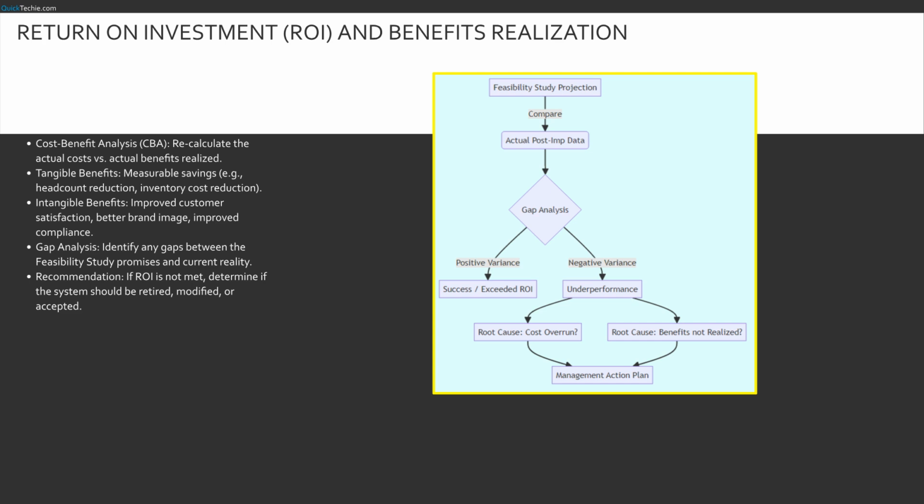Was it cost overrun? We spent too much. Or benefits not realized? We didn't sell enough. Both paths lead to a management action plan. This diagram emphasizes that finding a gap isn't the end. Determining the root cause and action plan is the goal.